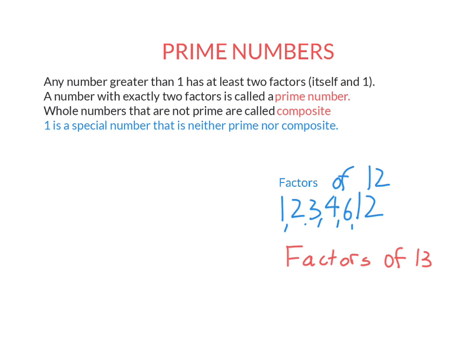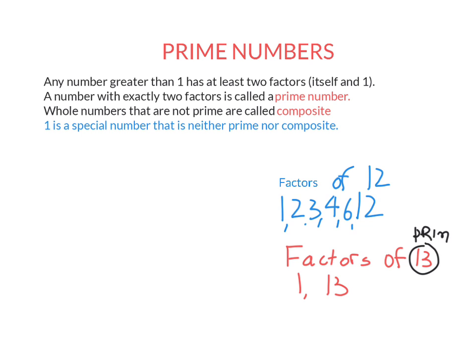So let's now look at the factors of 13. Like any other number greater than 1, it has at least two factors, itself and 1. The thing about 13, it doesn't have any other factors. So 12 has lots of factors, but 13 doesn't have many factors. In fact, this is the lowest number of factors possible. The only factors of 13 are itself and 1. So we know any number greater than 1 has at least two factors, like both of these numbers, but this number 13 has only two factors. Because its only factors are itself and 1, we say that 13 is a prime number.